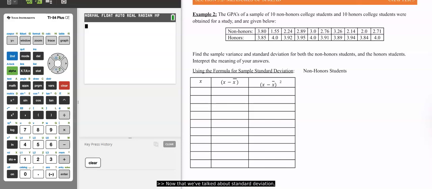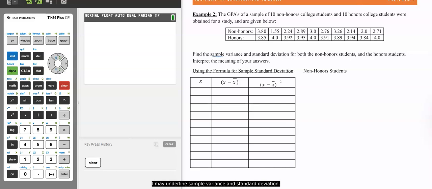So now that we've talked about standard deviation, let's take a look at how we would do this more by hand, and then also I'll show you how you can do it on your calculator. Example 2 says the GPAs of a sample of 10 non-honors students and 10 honors college students were obtained for a study and are given below. So we're going to find the sample variance and standard deviation for both the non-honor students and the honor students.